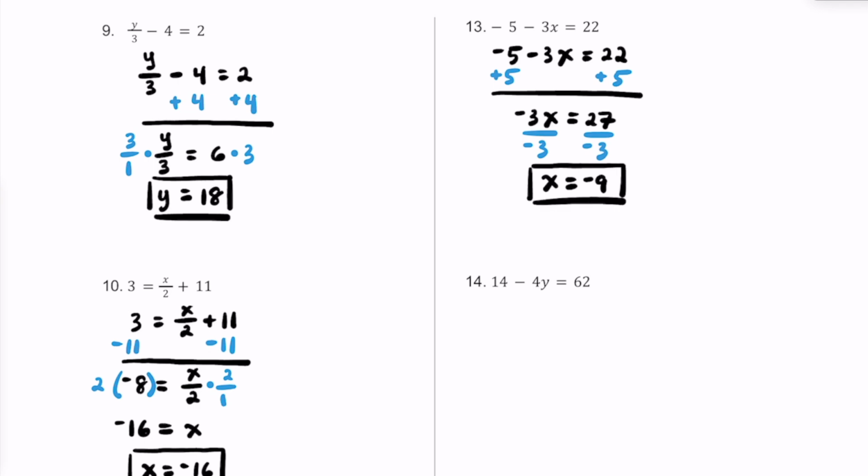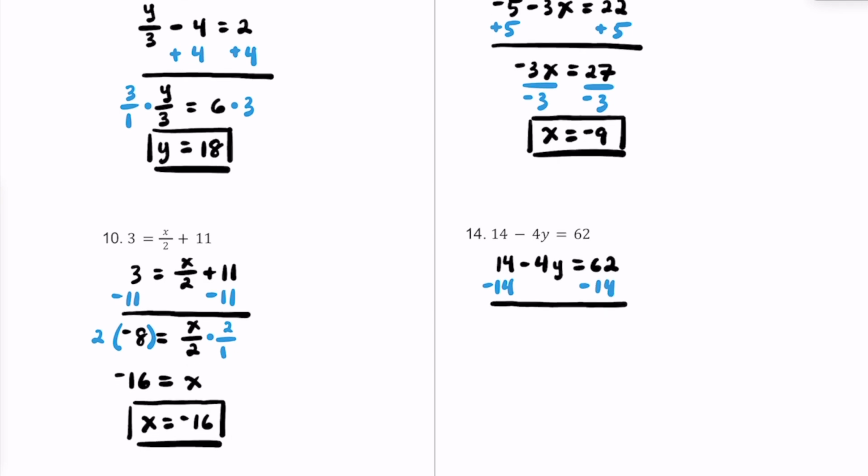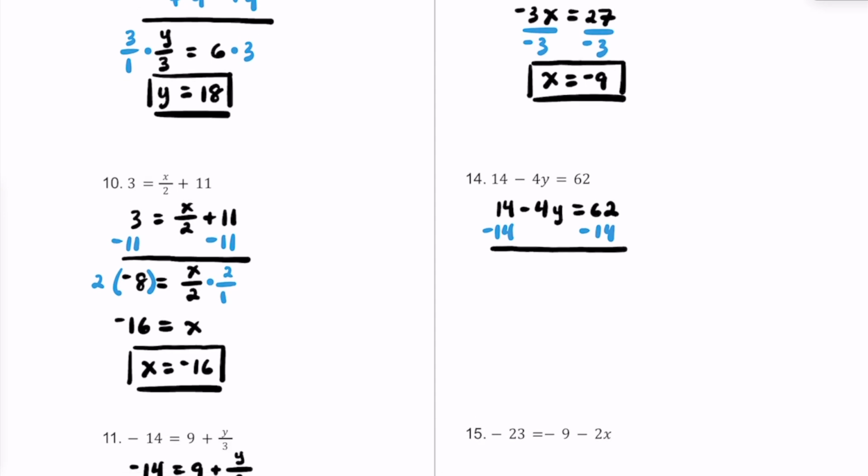In number 14, we have 14 minus 4y is equal to 62. All right, so to isolate this y, let's go ahead and take care of this 14 first. It is a positive 14, so we can go ahead and move it to the other side by subtracting 14 from both sides of the equation. On the left side, 14 minus 14 is going to be 0, so we're going to be left with this negative 4y is going to be equal to whatever 62 minus 14 is. Now 62 minus 14 should be 48, so I'm going to write 48 on the right side.